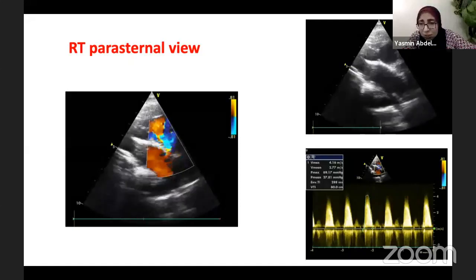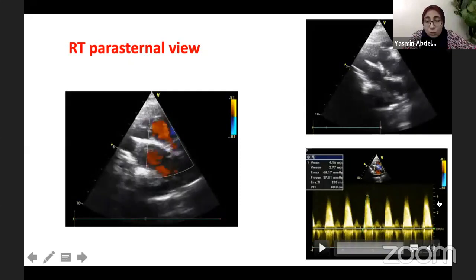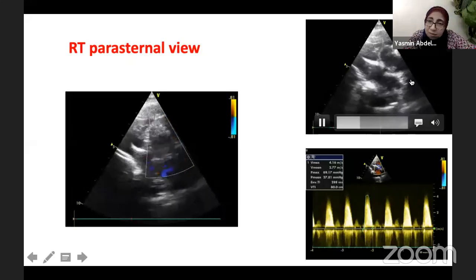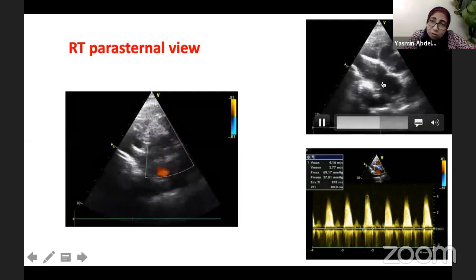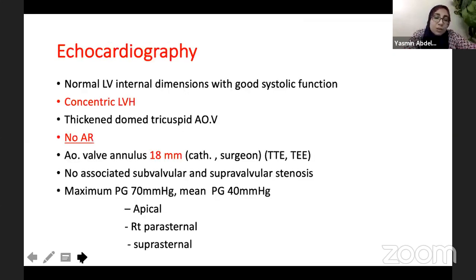Here we can see the patient has more than 4 meters per second in velocity, showing a severe aortic stenosis. And you can see a thickened aortic valve here. There is no supravalvular aortic stenosis. And that was his full echocardiographic report. He had normal dimensions, he had concentric LVH with no aortic regurgitation. The aortic valve was tricuspid and thickened with an aortic valve annulus of 18 millimeters.